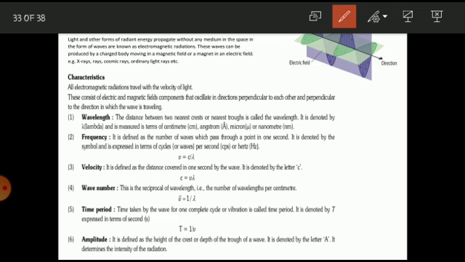The time taken by the wave for one complete cycle of vibration is called time period. So it's simple: the time taken for one complete wave, what do we call it? Time period. And it is denoted by the symbol T and expressed in seconds. So T is inversely proportional to the frequency.